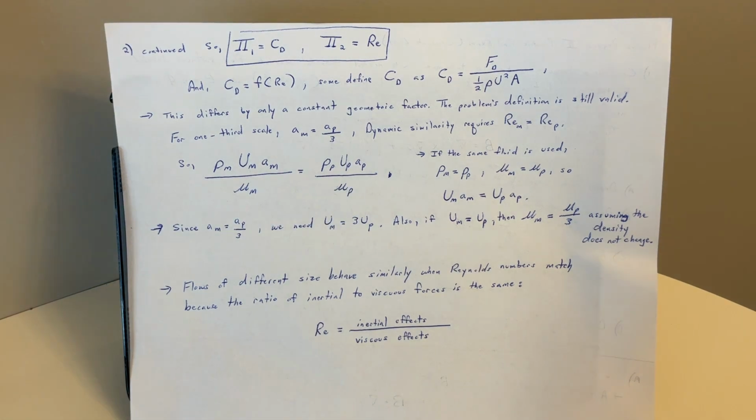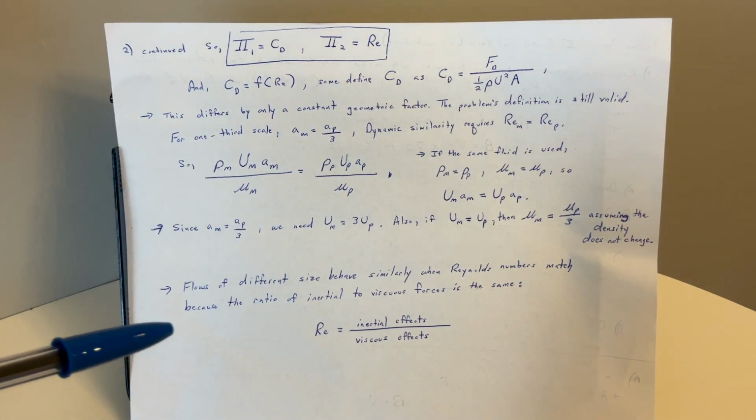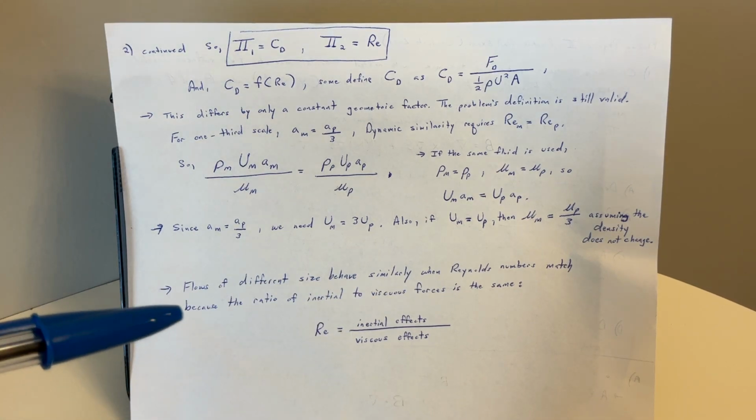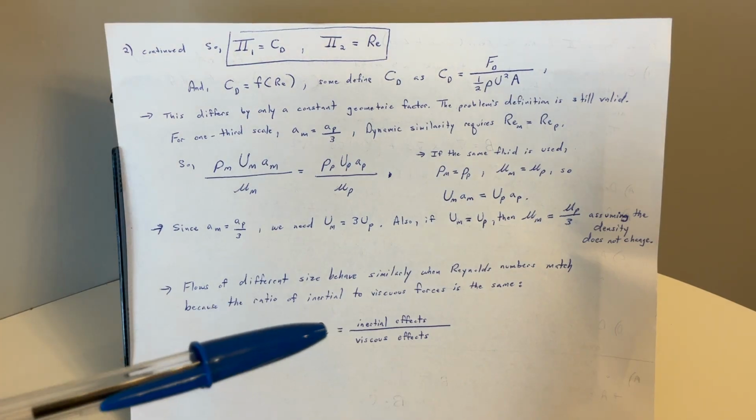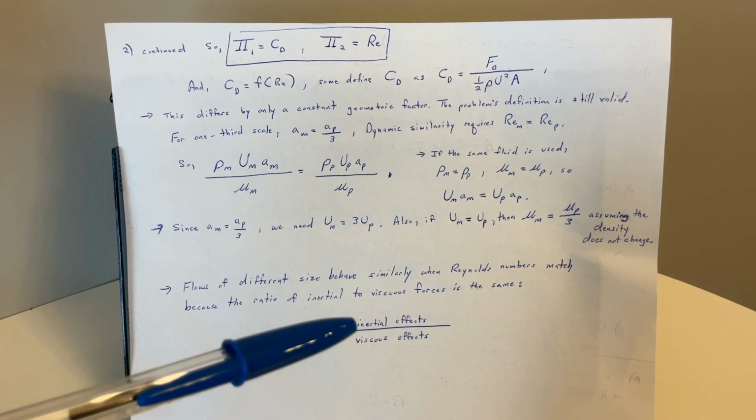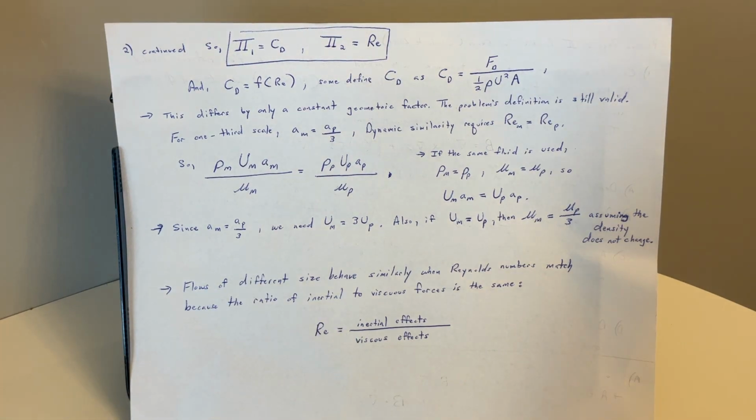So, moving on to part D: explain physically why flows with very different absolute sizes can behave similarly when Reynolds numbers match. From all this information, flows of different size behave similarly when Reynolds numbers match, because the ratio of inertial to viscous forces is the same. So we could say that Re equals the inertial effects divided by the viscous effects.